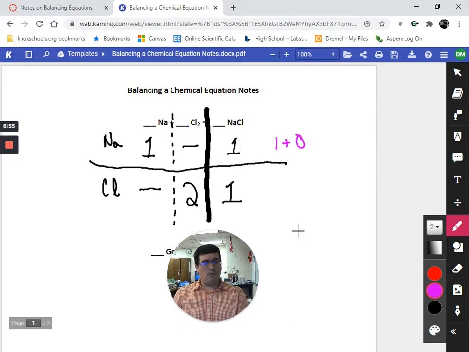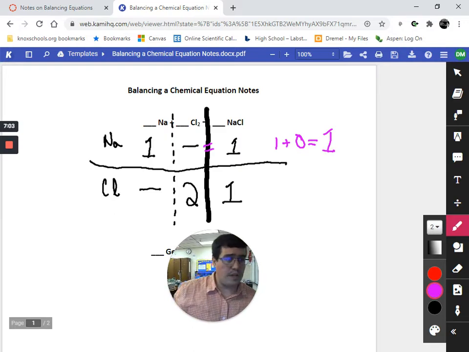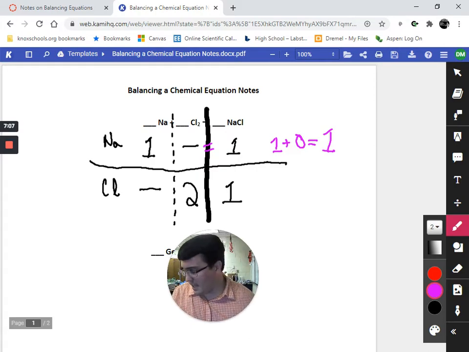Is that true? Does 1 plus 0 equal 1? Well, let me pull out my calculator. Really working at that calculator right there. Yeah, hopefully, this is the humor, folks. This is all I got. All right, 1 plus 0 definitely equals 1. So check. So that part is balanced. Awesome. This is easy. Let's go to the next one.